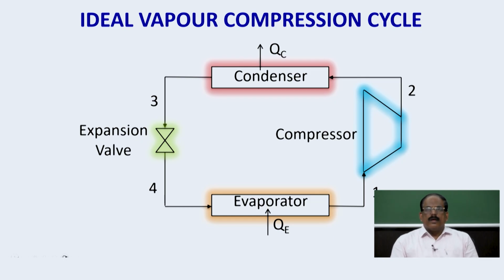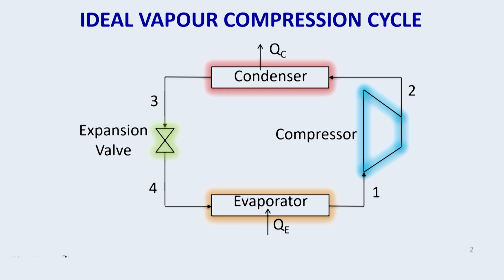Then an isobaric heat rejection process takes place in the condenser, that is 2 to 3. During the phase change, the process is isothermal. Then 3 to 4 is the throttling process, in which the enthalpy of the substance remains the same, that is H3 equal to H4. And the low pressure liquid refrigerant entering the evaporator takes heat from the space where cooling is required and gets converted into vapor, and the vapor is again compressed in the compressor, and the cycle continues.